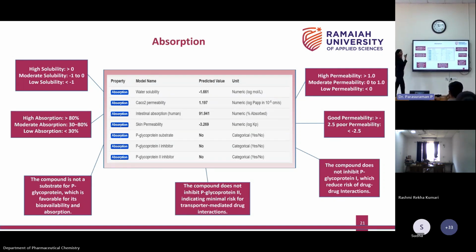Whatever value you have got, for example for water solubility, this is the standard range for water solubility. What we have got is minus 1.0661. That shows it is low soluble, the solubility is less. Then the same for intestinal absorption: you have 91% intestinal absorption. That means the drug is getting absorbed, about 90% will get absorbed in the intestine. Then skin permeability and substrates of glycoproteins, etc.